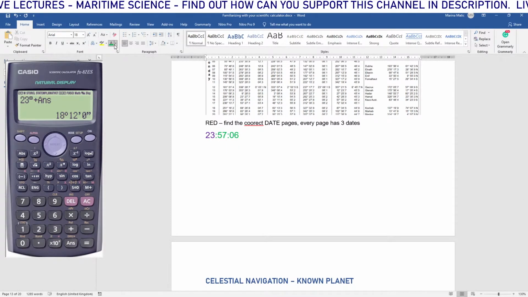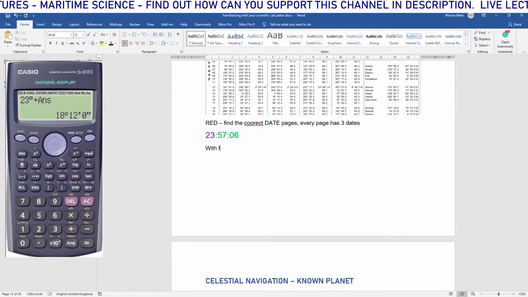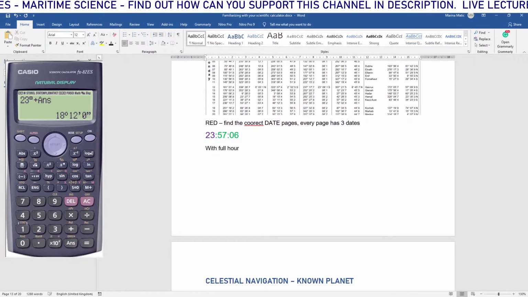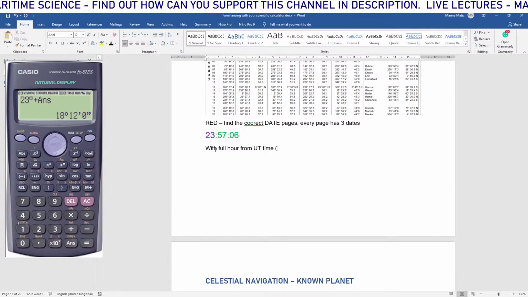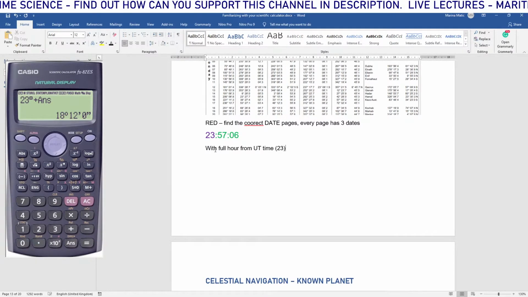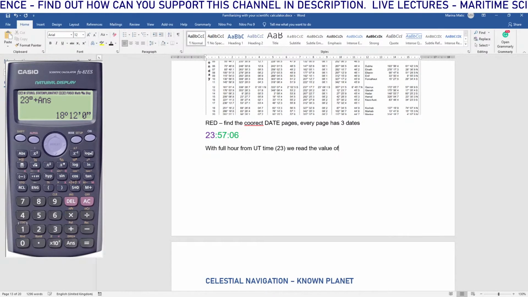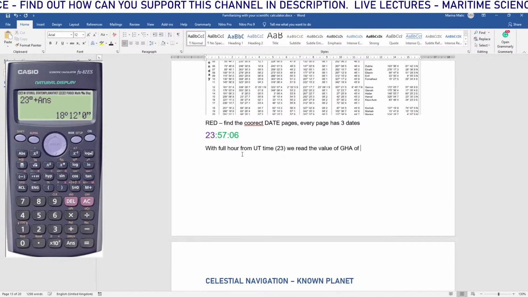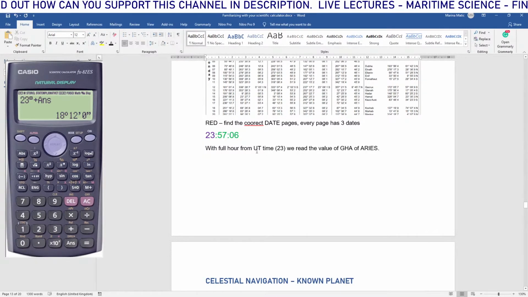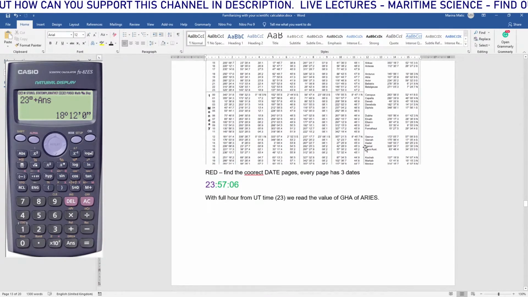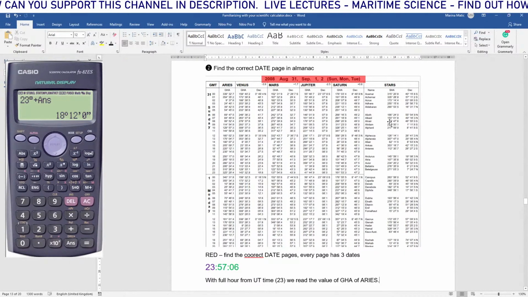Let's go back to black. So with the full hour from our UT time, that's 23 in our case, we read the value of Greenwich hour angle of Aries. The reason why we are reading Aries is because we do not get Greenwich hour angle of a star. That is not given to us in the Almanac.